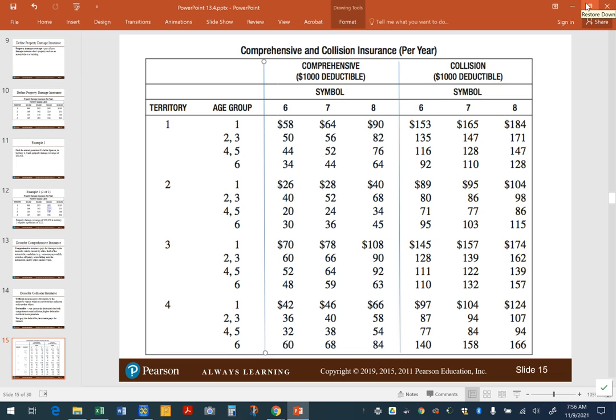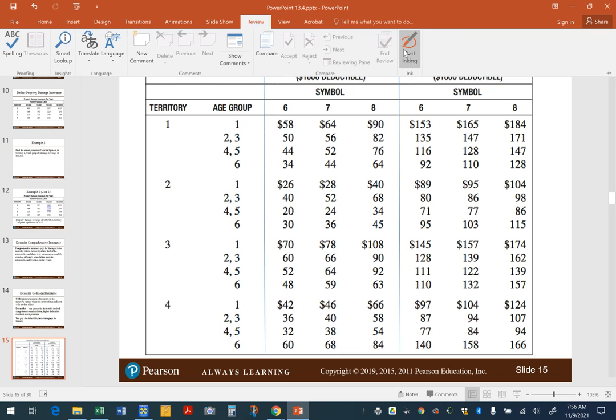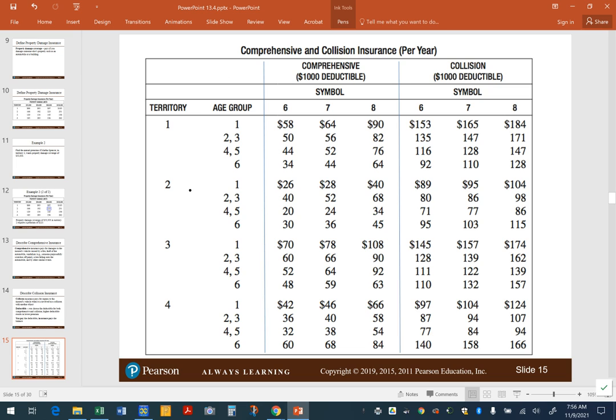So the first box is the territory and the age group. Now, age group is not the person's age, it's the age of the vehicle. So if you have a 3-year-old vehicle, you're going to be using row 3. And if you live in Territory 1 and you have a 3-year-old vehicle, you'll be pricing your comprehensive and collision insurance based on that row that I underlined.